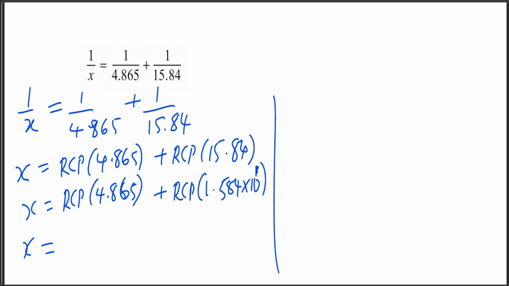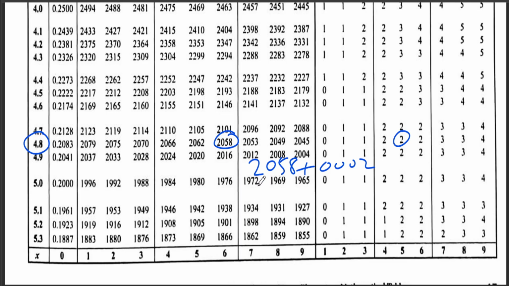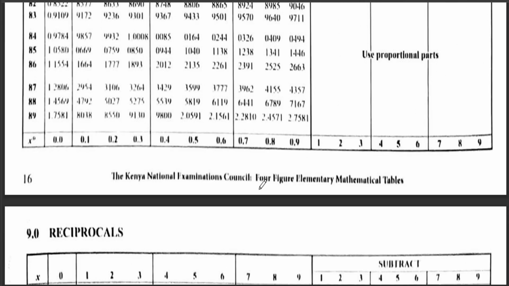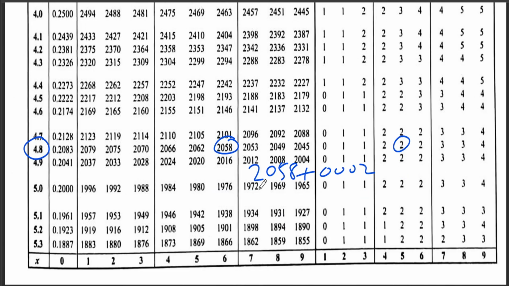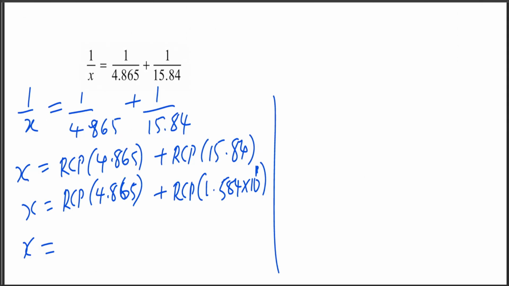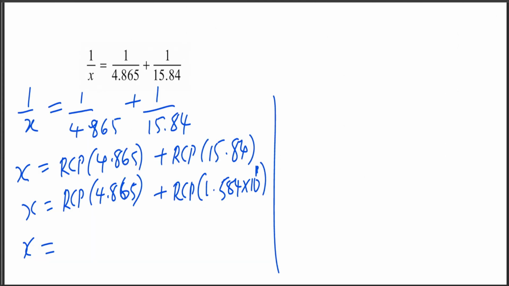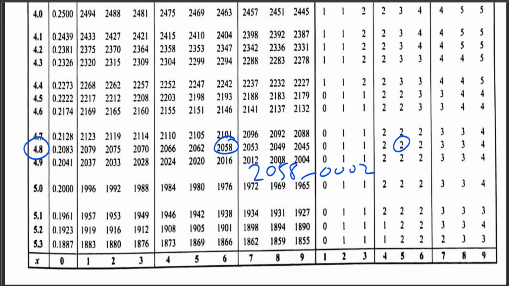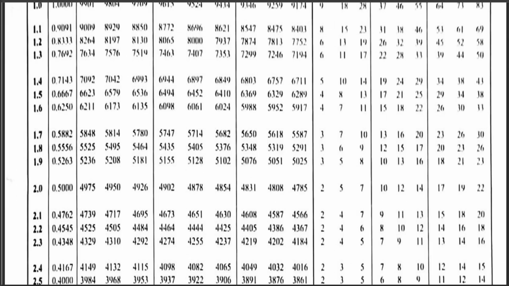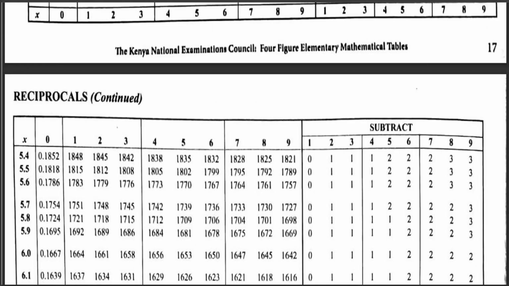Wait, I forgot something about the tables. You don't add but you subtract. Be careful there or we would have missed it. So this should be subtraction, not addition. So this we should subtract, it will give us 2056. 2056 is 0.2056. 0.2056. Now the reciprocal of 1.584. Let's find it here. 1.584. The page is here. 1.584.